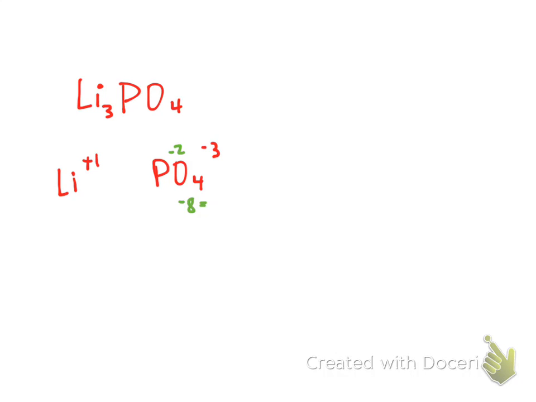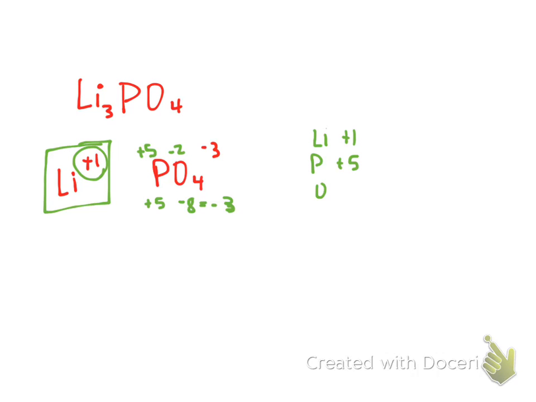And I want my totals to add up to -3, which would have to make phosphorus what? +5. Okay? So the only thing that's left for us to look at over here is lithium. And its oxidation number is already given to us, right? Its oxidation number is the same as its charge. So our final answer here would be lithium +1, phosphorus +5, and oxygen -2.